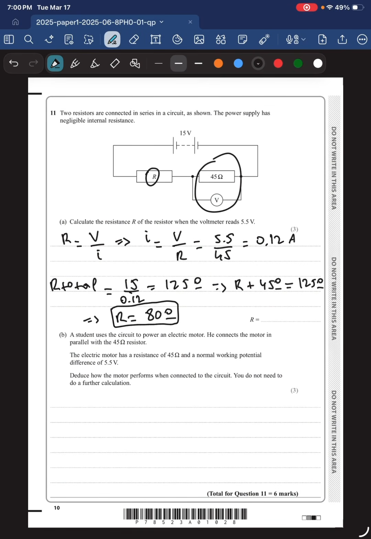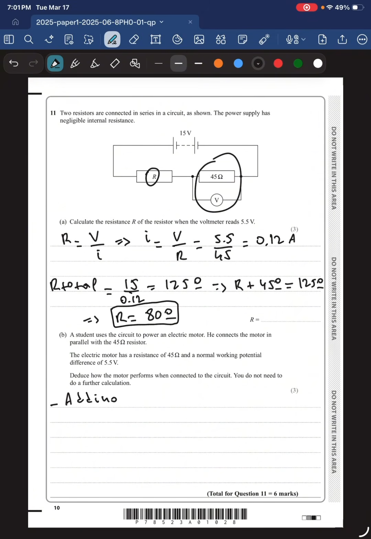All right. B, a student uses the circuit to power an electric motor. He connects the motor in parallel with the 45 ohm resistor. The electric motor has a resistance of 45 ohms and a normal working potential difference of 5.5 volts. Deduce how the motor performs when connected to the circuit. You do not need to do a further calculation. So let's write down a few things.